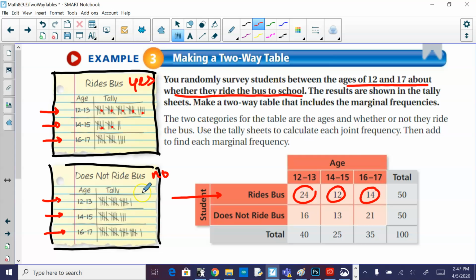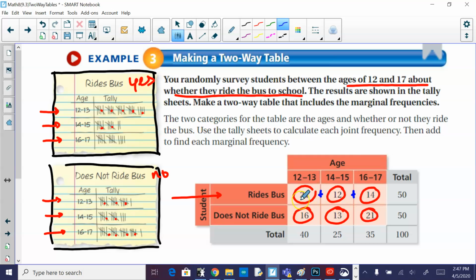And then of all the students who said no, they do not ride the bus, we go to the breakdown. Here's 5, 10, 15, 16, that's there. 5, 10, 13 is there. 5, 10, 15, 20, 21. There's that 21.